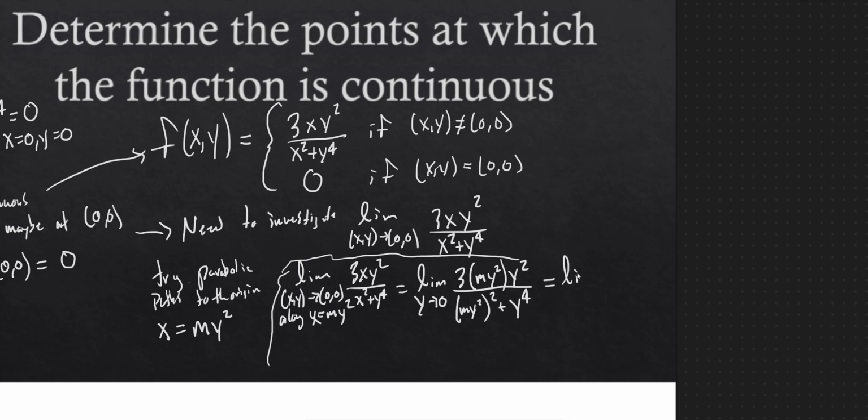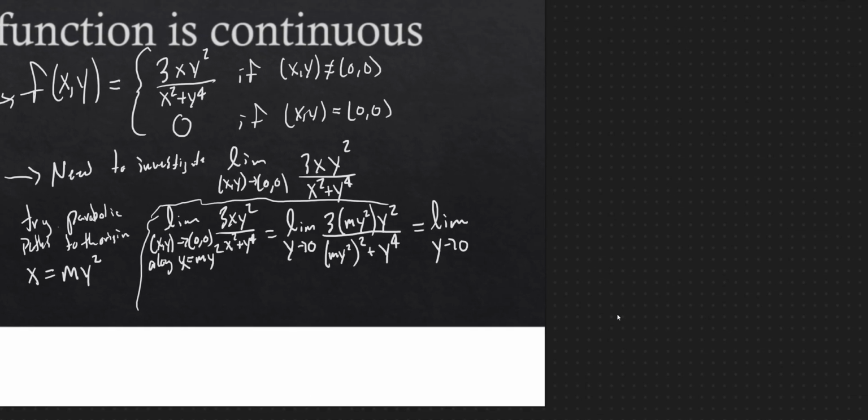All right, let's simplify that a bit. Limit as y goes to 0 of, what do I have on top? I have 3m y to the fourth. On the bottom here, I have m squared y to the fourth plus y to the fourth, so that's m squared plus 1 y to the fourth. All right, cool. The idea was that made my y to the fourths cancel out, and I'll just end up with a constant here, 3m over m squared plus 1.